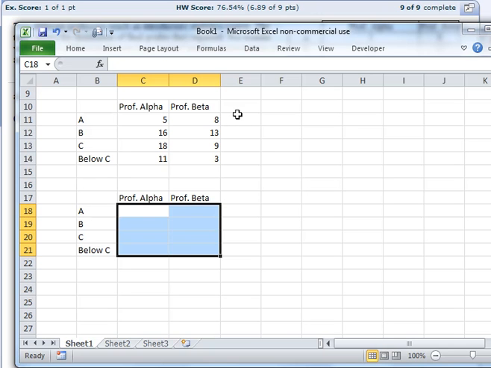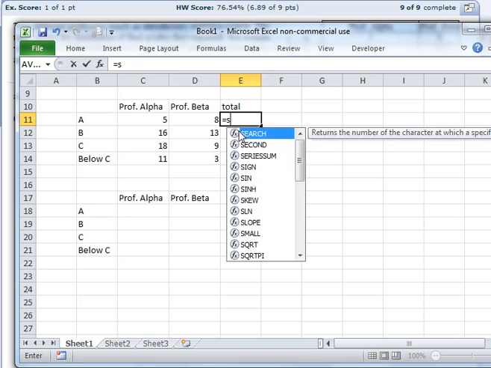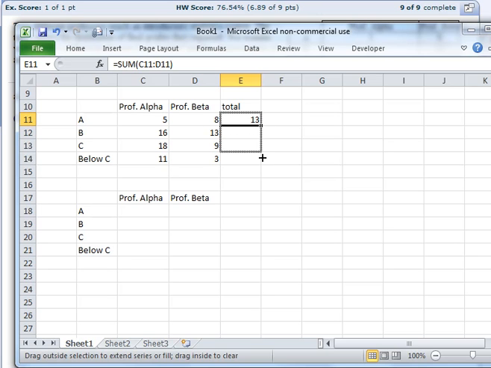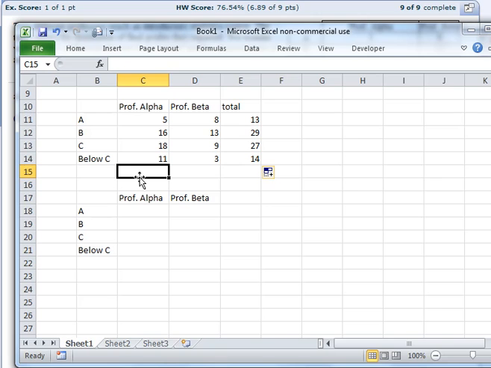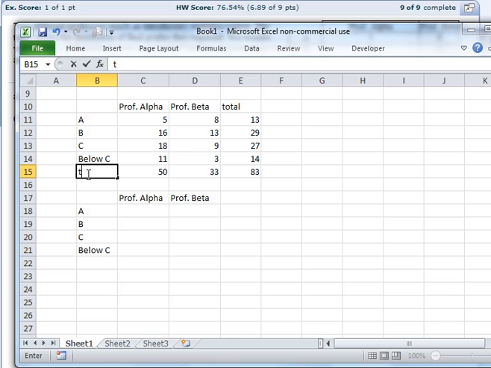Now, in order to get the expected values, the first thing you need to do is find your totals. Your totals for A's, B's, and C's. You can just say equals the sum of the A's here, and then you can just drag that down. And then we need the totals for Professor Alpha as well, and also for Professor Beta. And then we need the total of the whole thing, which going this way is 83, or if you do this one, it should also sum to 83. Okay, and so this is the total.